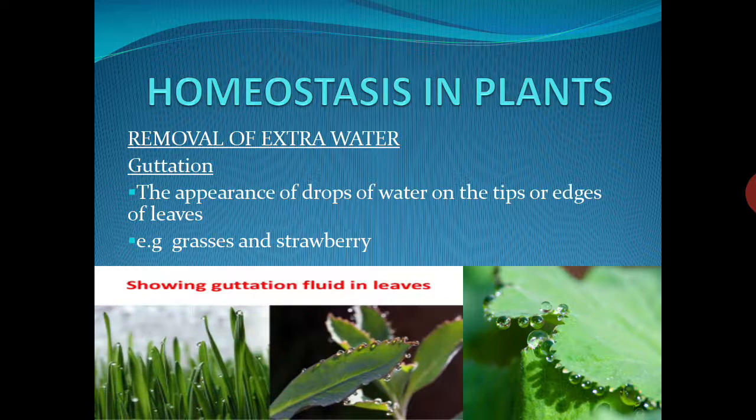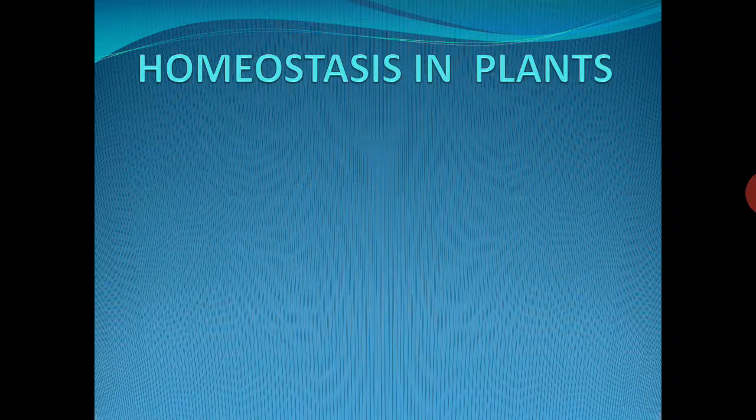Guttation is not to be confused with dew. Dew is formed on the plant surface from condensation of moisture in the air. Guttation is moisture emitted from the plant itself.